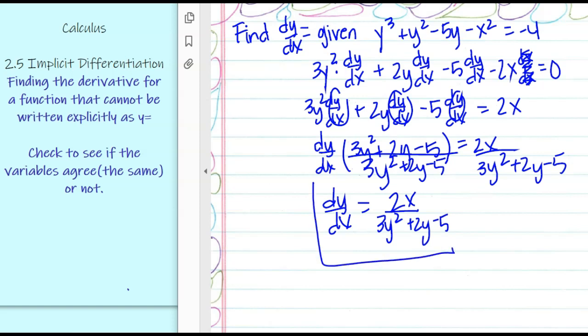So we found the derivative. And if we plug in different x values and y values, we will find slope for any point on this graph. Any point is going to have an x value and a y value, but we need both to find slope. And we've not had that before. We've only had slope in terms of the x value. Now we have slope in terms of both.